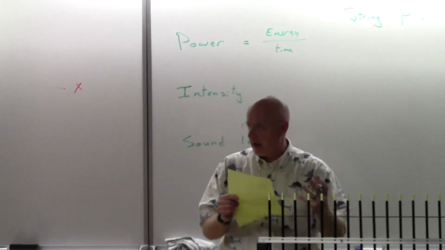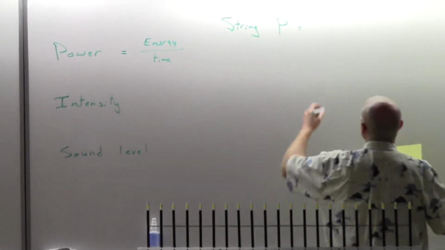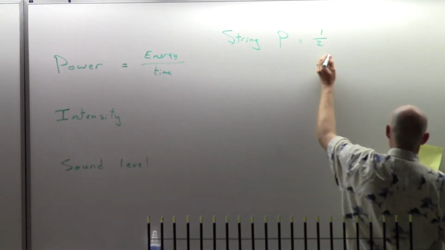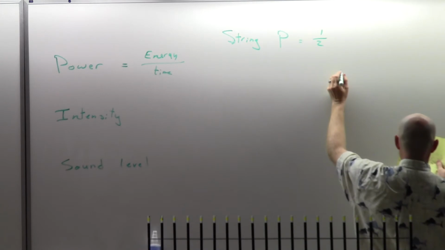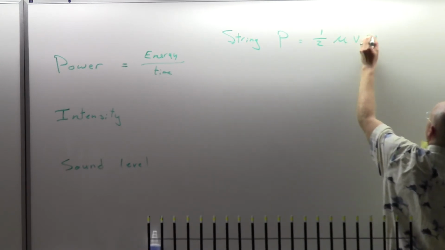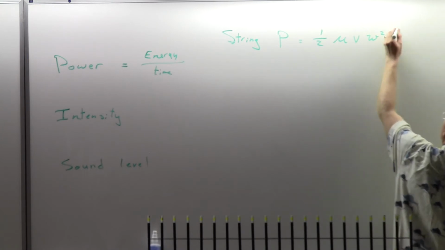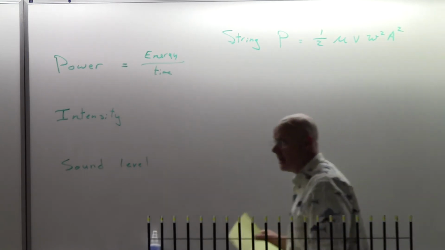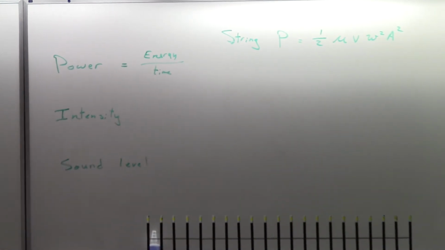And we didn't derive it. I kind of left that for the author to do. Didn't we have a 1/2 times the mass density? How heavy is the rope? How fast is it traveling? At what rate is it vibrating? Its frequency squared and its amplitude squared. Do you remember that from Tuesday?